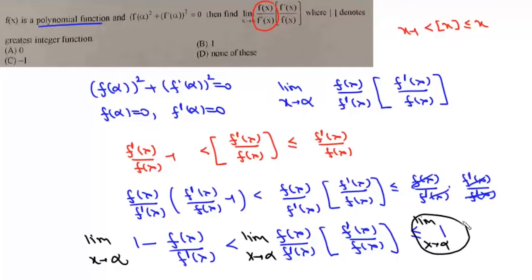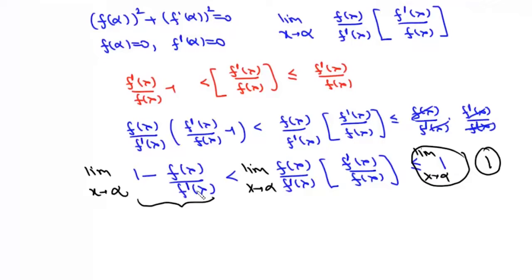So the value of this limit on the right hand side is 1. We need to find the value of this limit on the left hand side. Now this is 1 minus, and what about this f(x)/f'(x)? We know that f(alpha) is 0 and f'(alpha) is 0, which means alpha is a double root of this function f(x). So we can write f(x) as some (x minus alpha) square into, and this f'(x) will be some (x minus alpha) into h(x).